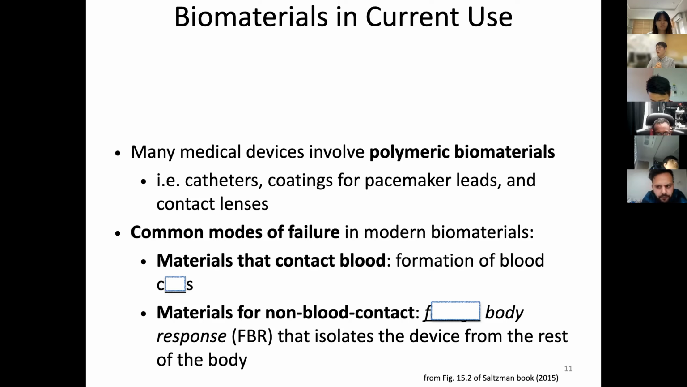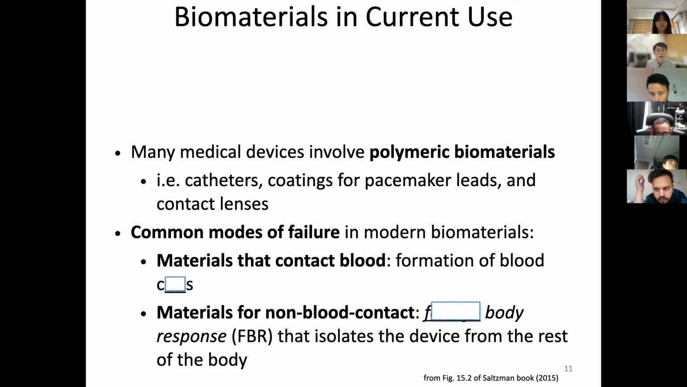But you can consider the common modes in which a biomaterial fails. There are two modes. One is direct contact with the blood, such as the LVAD device we just discussed, and the other is materials with non-blood contact. So why are there problems of failure?